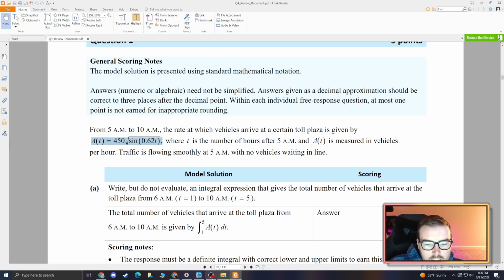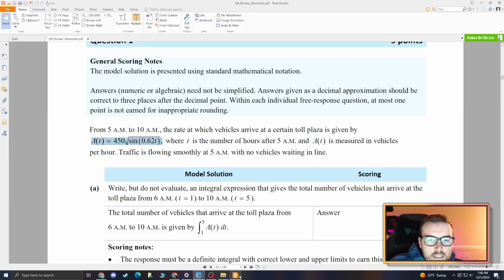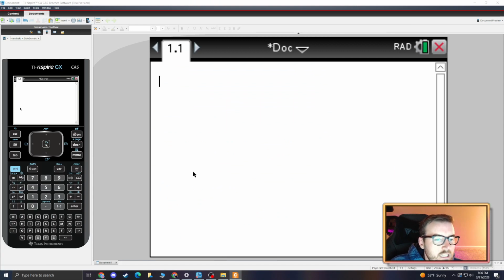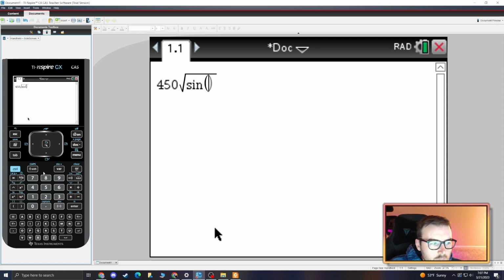So, calculator tip number one, I've got a calculator pulled up here. You can type out a function and save it for use later. What do I mean by that? The function in the question is 450 times the square root of sine of 0.62t, close the parenthesis. That's the function. You are probably going to use that at least three times, like I said.